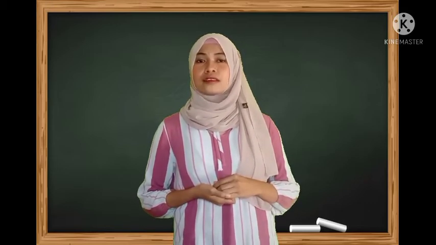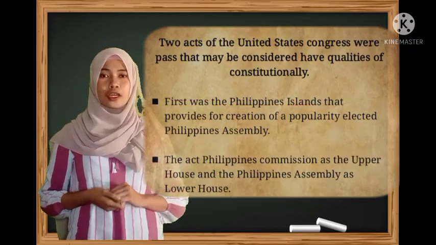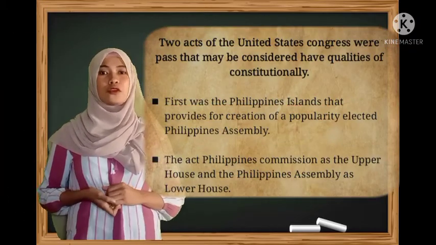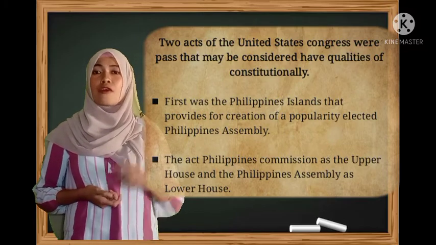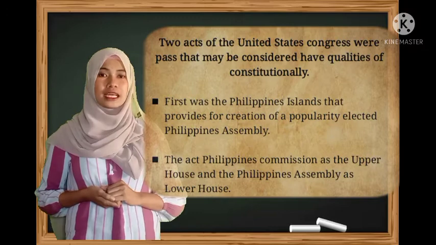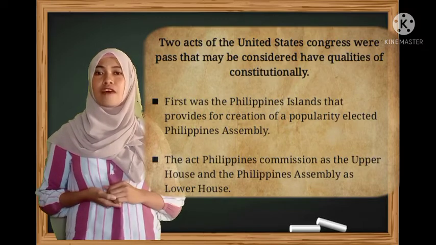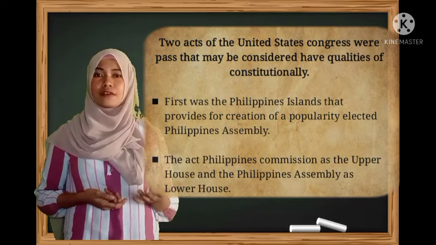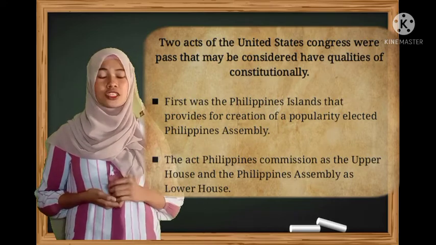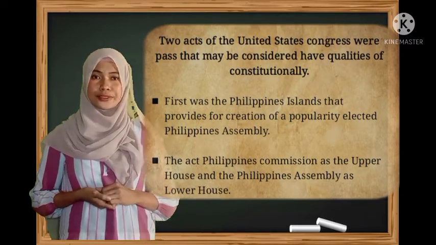Two acts of the United States Congress were passed that may be considered to have qualities of constitutionality. First was the Philippine Bill, which provides for the creation of a popularly elected Philippine Assembly. And the second is the Act creating the Philippine Commission as the upper house and the Philippine Assembly as the lower house.